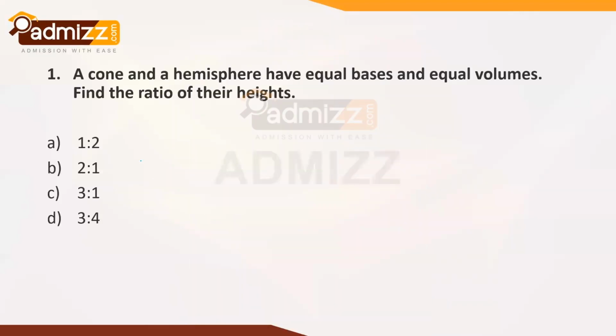let's move on to the practice problems. The first question. A cone and a hemisphere have equal bases and equal volumes. Find the ratio of their heights. To solve this problem, you guys need to know the formula for volume of a cone and a hemisphere, right? Assuming you do, I think this question will be fairly easy.